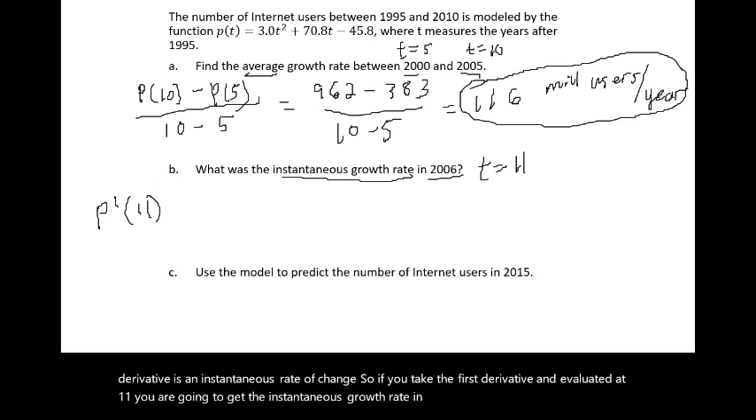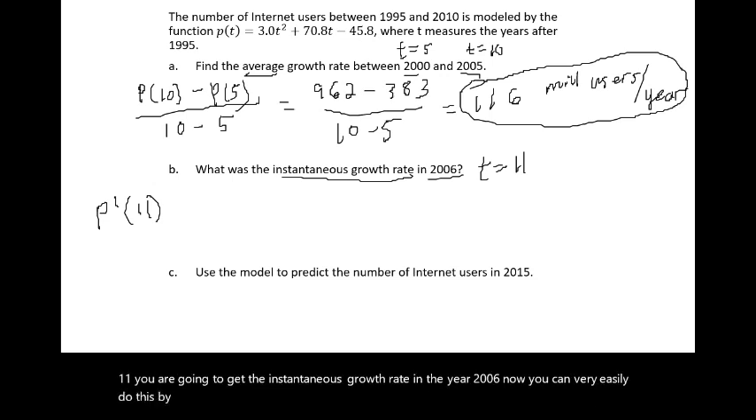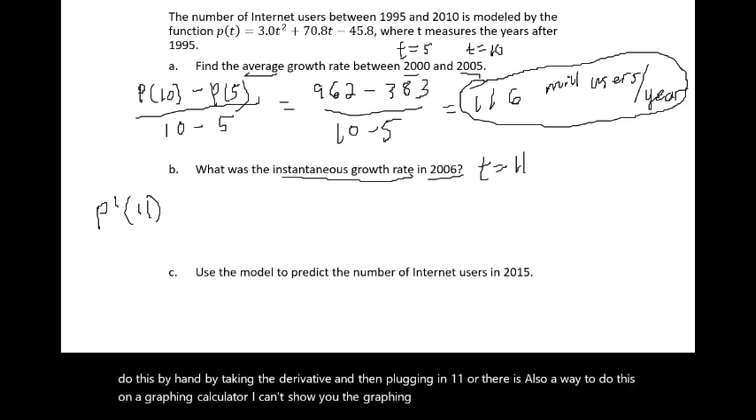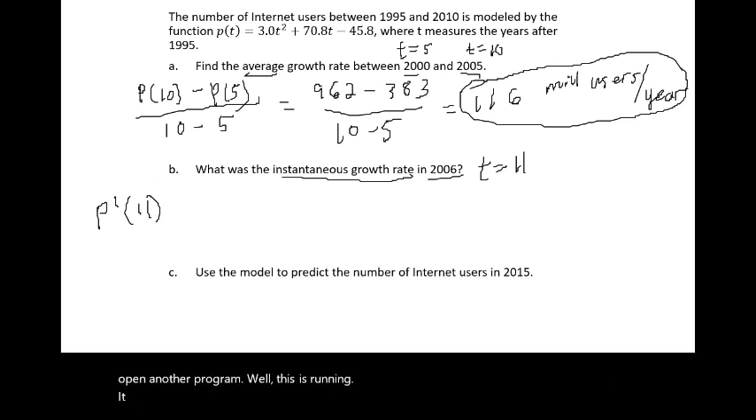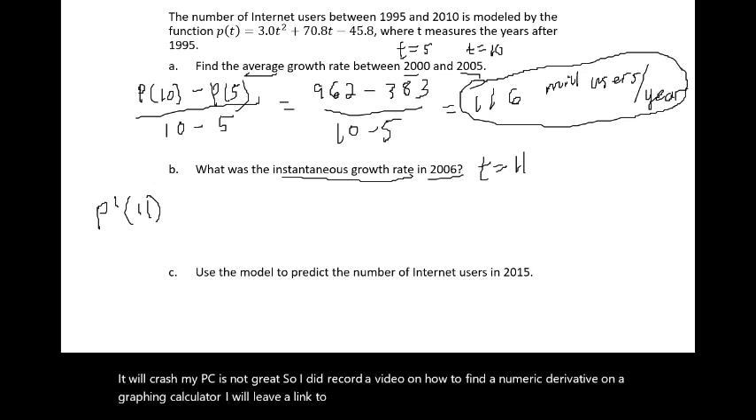Now you can very easily do this by hand by taking the derivative and then plugging in 11, or there is also a way to do this on a graphing calculator. I can't show you the graphing calculator steps because if I try to open another program while this is running, it will crash my PC. My PC is not great. So I did record a video on how to find a numeric derivative on a graphing calculator, and I will leave a link to that video in the description. So go check that out, and these are very valuable steps. You can use a calculator to find a numeric derivative.